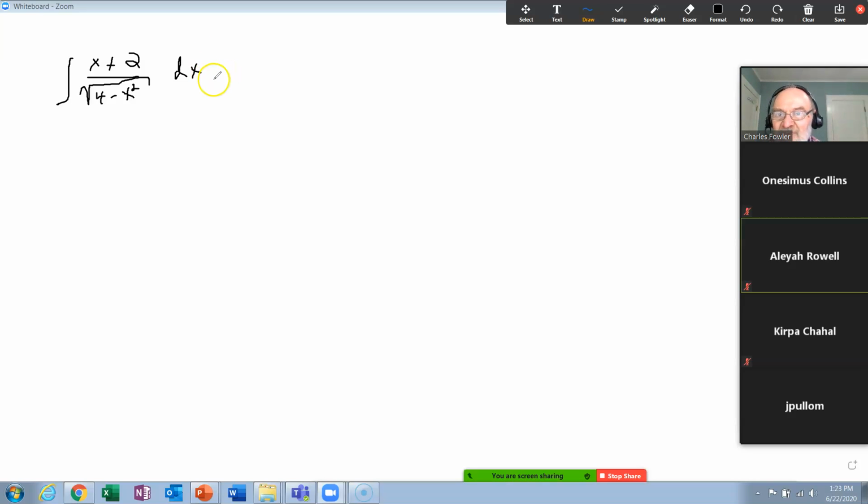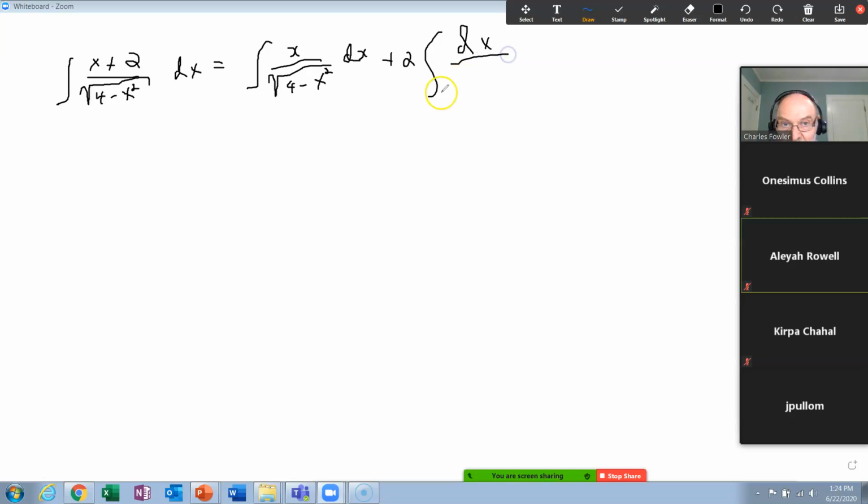What you have to do with a problem like this is split it. Okay, and here's what I mean by that. The first part of this is going to be the integral of x over the square root of 4 minus x squared dx. The second part is going to be a plus 2 times the integral. I took the 2 on the outside because I don't think we need it on the inside. And I'm just going to put the dx up here over the square root of 4 minus x squared, because the denominator is the same on both of them.